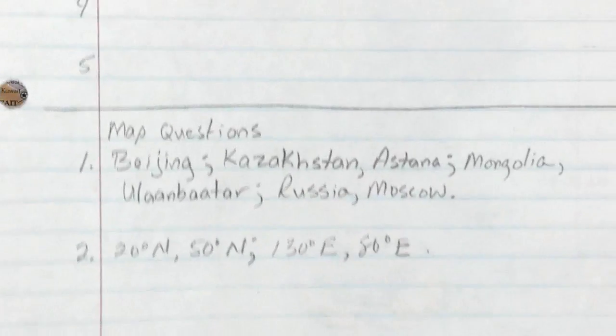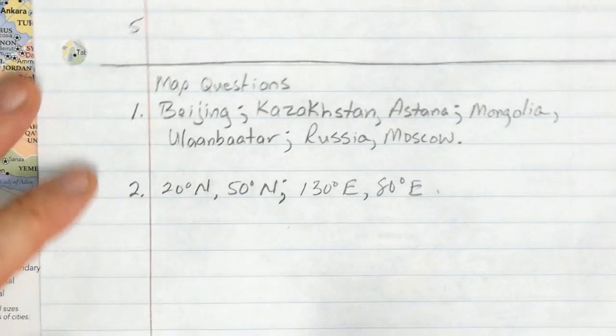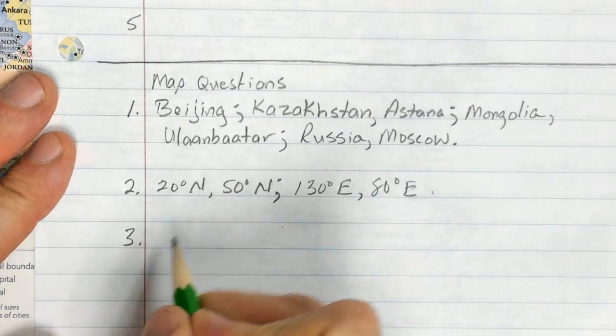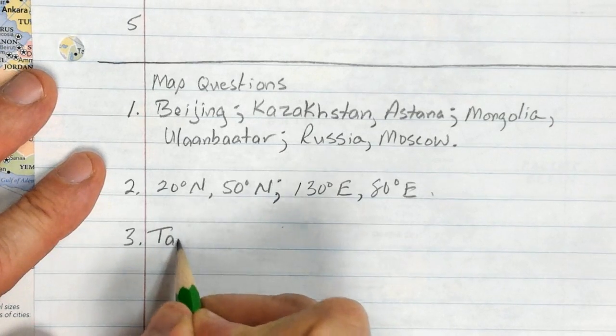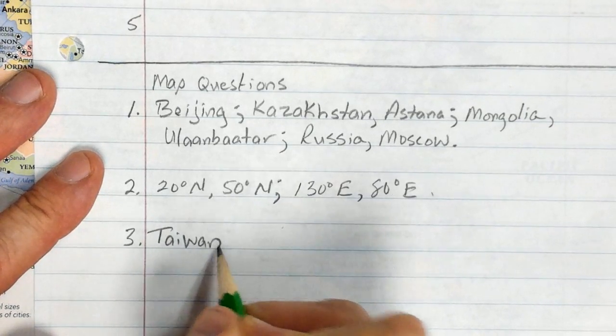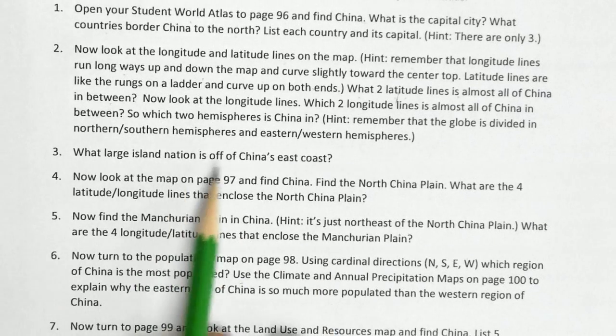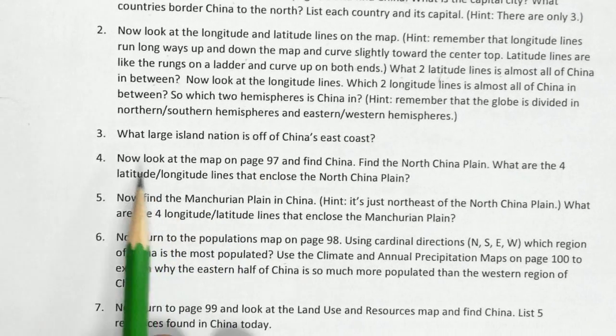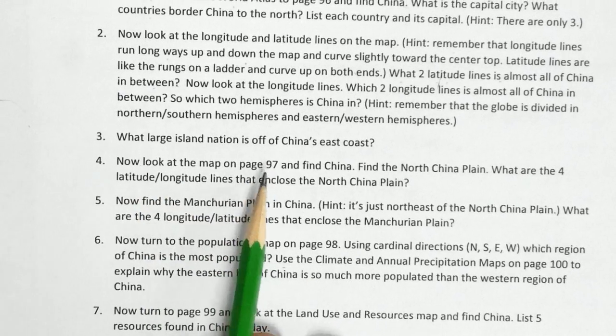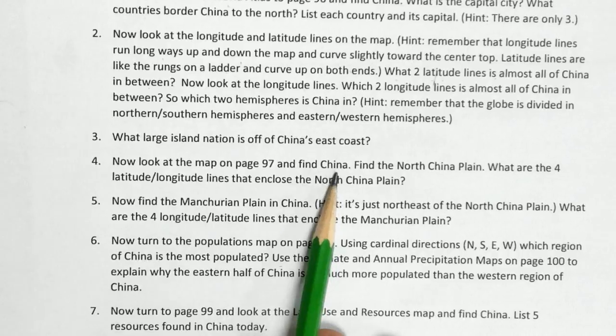Okay, we go back to our sheet here. Number three. Taiwan, T-A-I-W-A-N. Okay, anything else for number three? Nope, number four. Now look at the map on page 97 and find China.